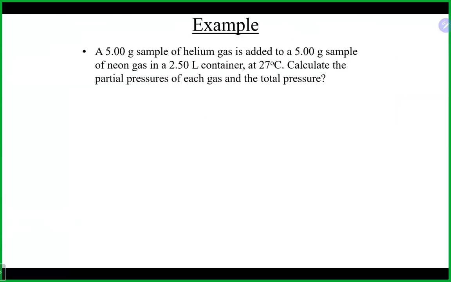So why don't we try one here? Let's say you have 5 grams of helium and you got 5 grams of neon in a 2.5 liter container at 27 degrees. We want the partial pressures of each gas and what the total pressure is. Helium is 4.003 and neon 20.18, I believe.